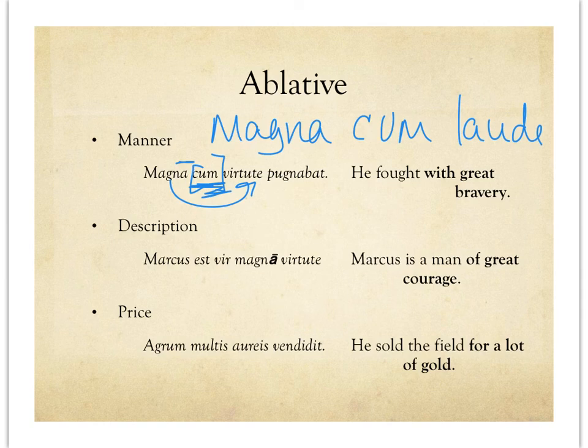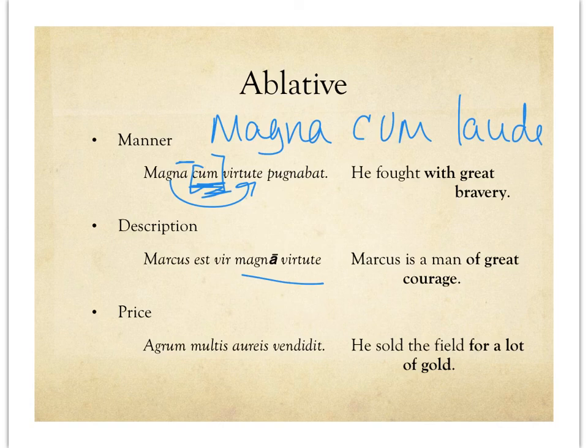We also have an ablative of description. And so we can say Marcus est vir magna virtute. He is a man with great virtue. That is, he is a man of great virtue. If you remember from the genitive, we also had a genitive of description. We could put that in the genitive and modify vir. We can also put it in the ablative. It really amounts to the same thing.